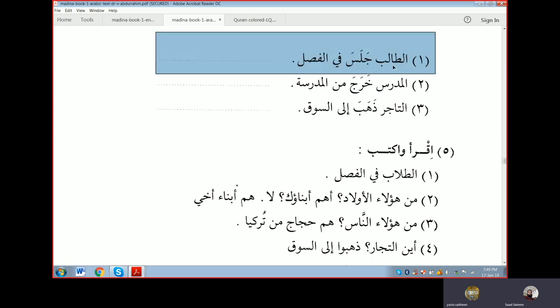Read this. At-talibu jalasa fil-fasl, which is the student sat in the class, and it would change to at-tullabu jalasu fil-fasl, the students sat in the class. Next.